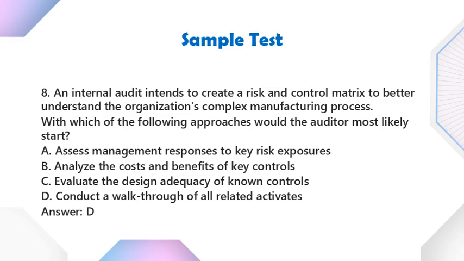8. An internal auditor intends to create a risk and control matrix to better understand the organization's complex manufacturing process. With which of the following approaches would the auditor most likely start? A. Assess management responses to key risk exposures. B. Analyze the costs and benefits of key controls. C. Evaluate the design adequacy of known controls. D. Conduct the walkthrough of all related activities. Answer: D.